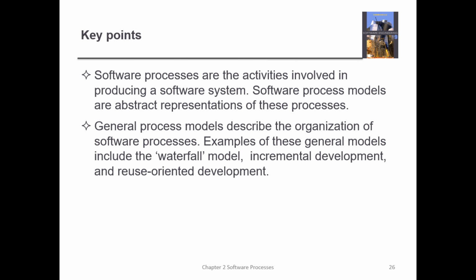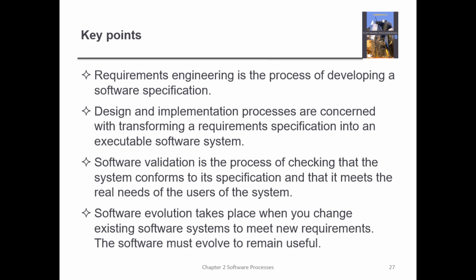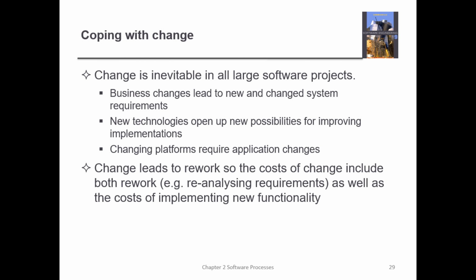Software processes are the activities involved in producing the software system. We have talked about that. And the general process models describe the organization of the software process. And these models, we talked about them: waterfall, incremental, reuse-oriented development. You read about those other key points.